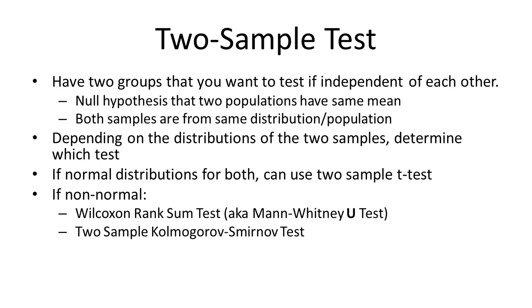So moving on to two sample tests. Basically this is a case where you have two groups that you want to test to see if they're independent from each other. Or another way to put it, the null hypothesis is that the two populations have the same mean, or basically that both samples are from the same distribution or population.